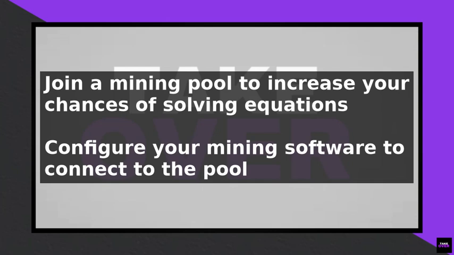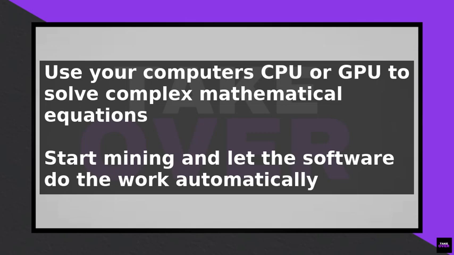Once you have joined a mining pool, you will need to configure your mining software to connect to the pool. This will typically involve entering the pool's URL and your username and password. After you have configured your mining software, you can start mining. The mining software will use your computer's CPU or GPU to solve the complex mathematical equations required to mine Dogecoins.